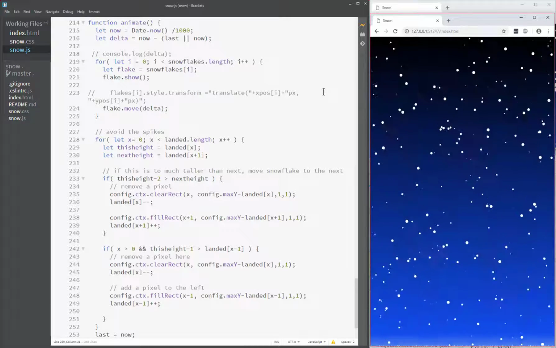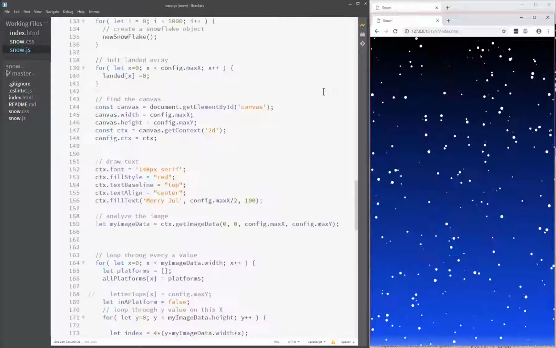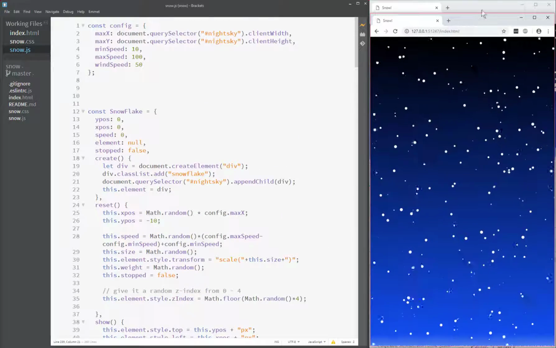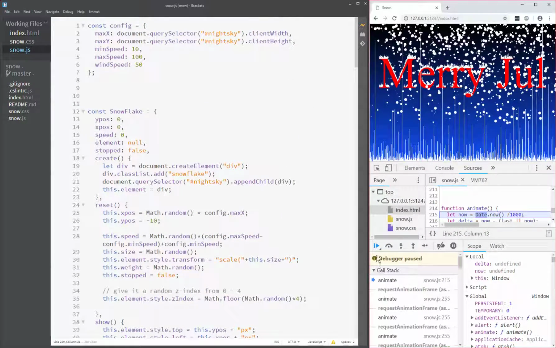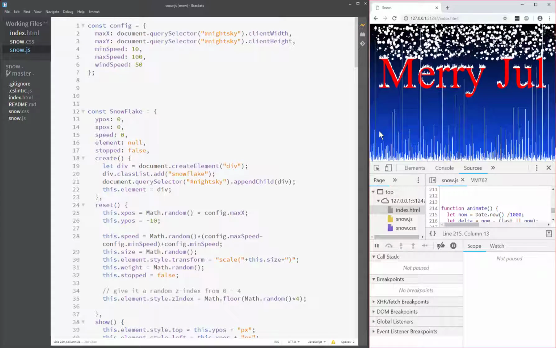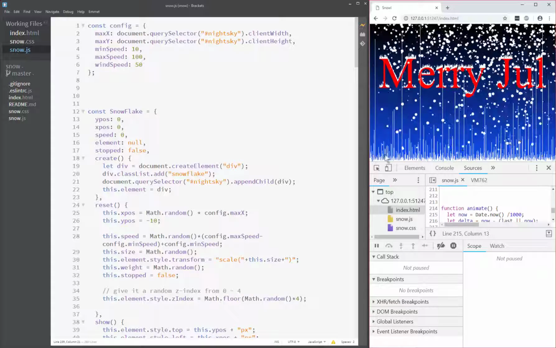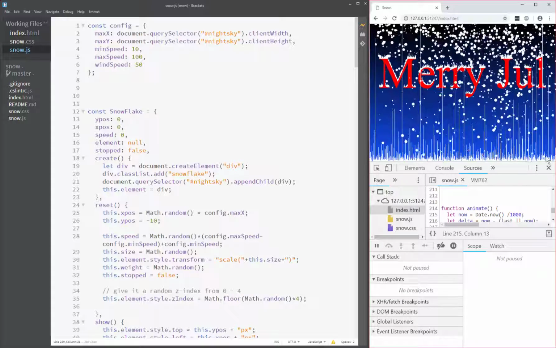So every day I've been working on my program here, and tomorrow is the 24th, and this is what I got. There is work to be done. Today I'm going to see if I can find a way to avoid these spikes.